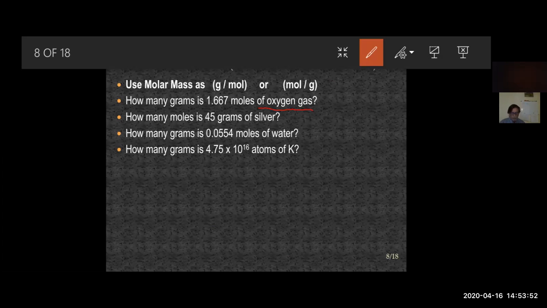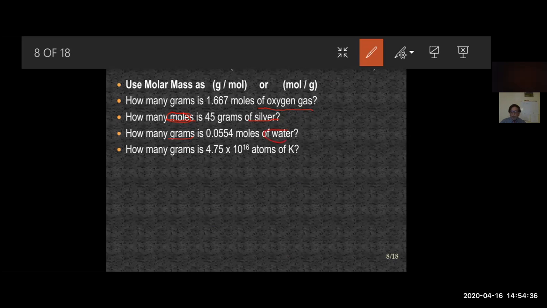All right, the second question, they're asking you to calculate moles from 45 grams of silver. Here we're just talking about the element silver. So we just look up the atomic weight for silver on the periodic table, which has the units of grams per mole. And in this case, we want to put moles in the numerator because that's what we're being asked to calculate. Third question, how many grams, that's what our final units will be, is 0.554 moles of water.